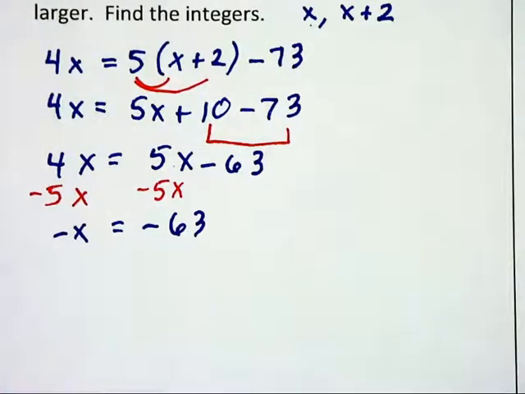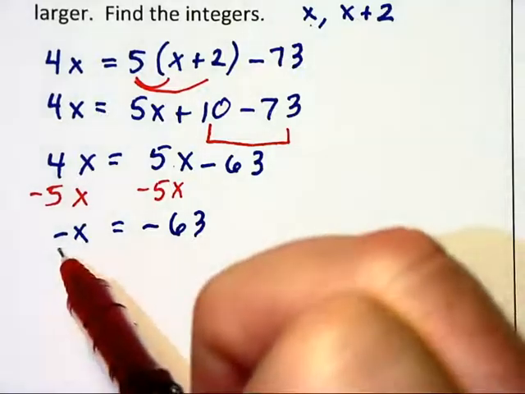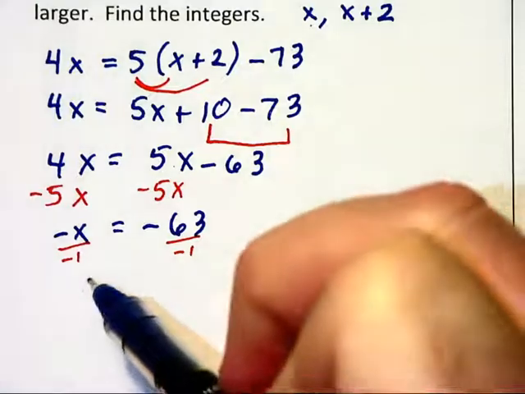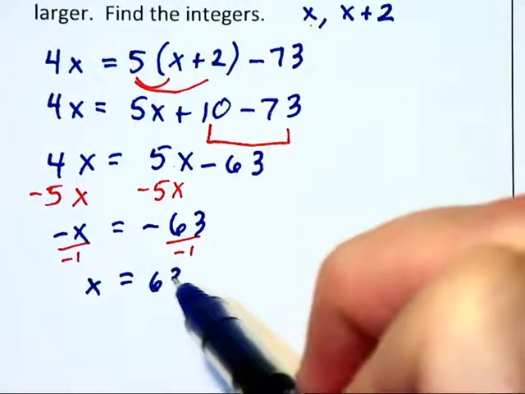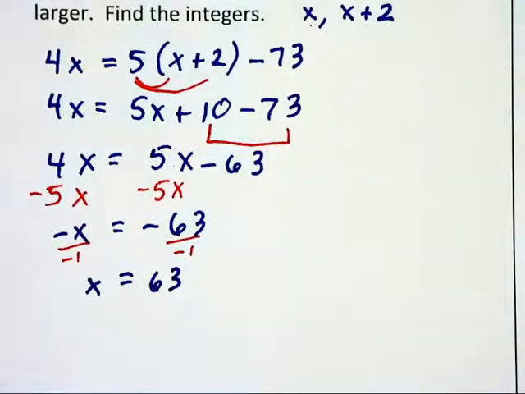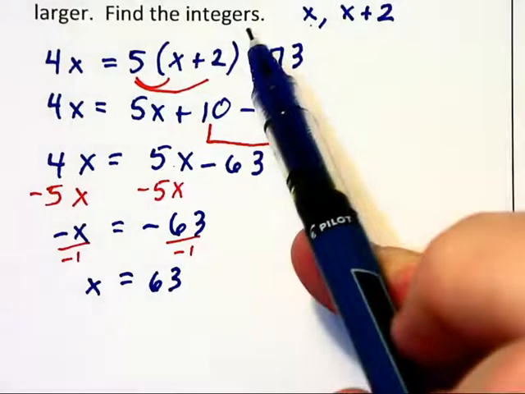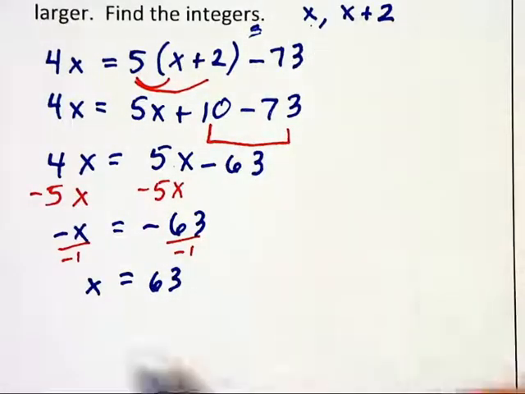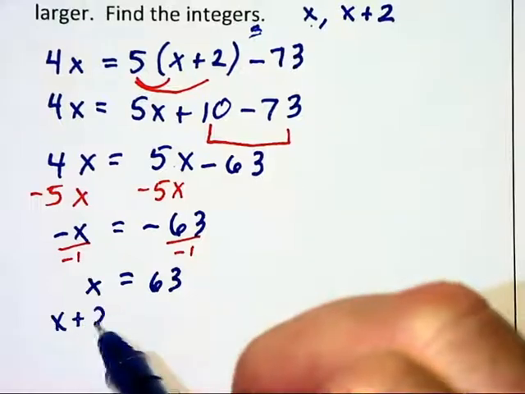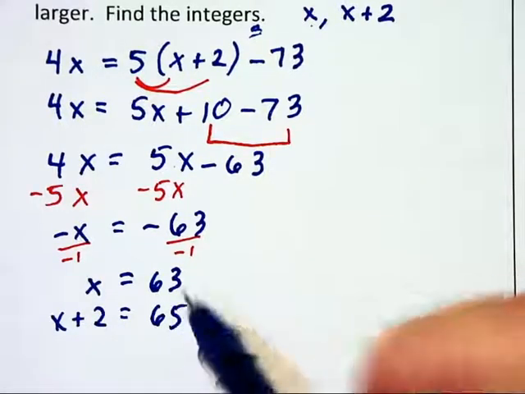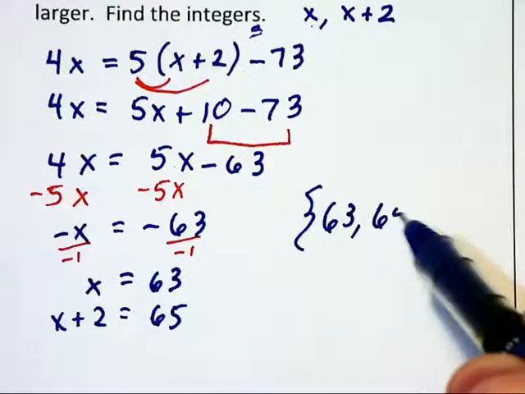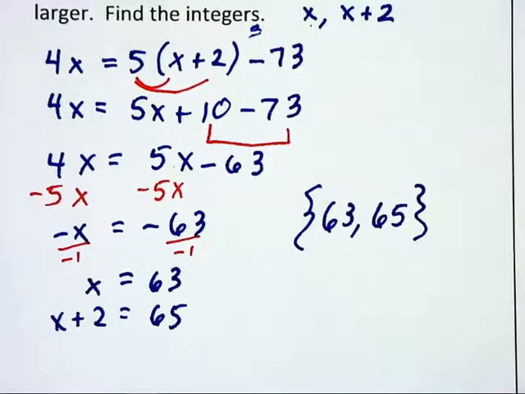Well, we are never solving for negative x. We want to divide or multiply each side by negative 1, and that will give us x is equal to 63. Now don't just stop there. It does not just say, hey, find my x and I'm done. It says find the integers. And up at the top we said we're dealing with x and x plus 2. So the x plus 2 that goes with this is going to be 65. And so our solution set are the two values 63 and 65.